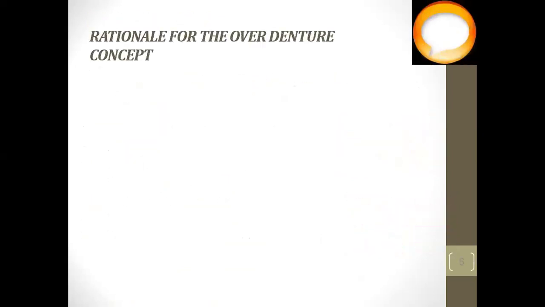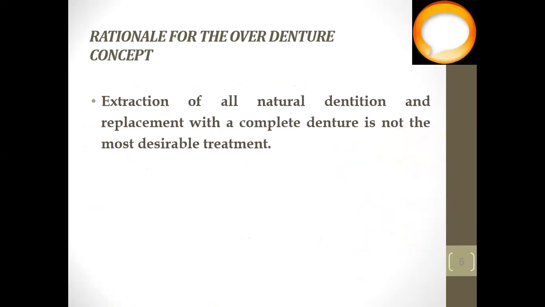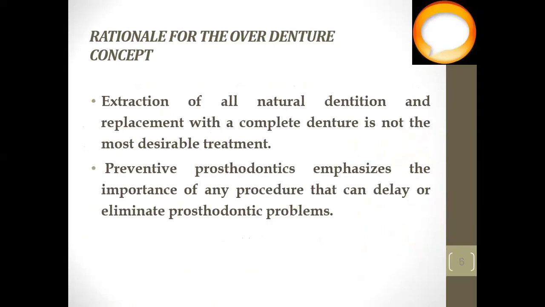So before we go into the details of indications and contraindications and the advantages and disadvantages, let us first understand why we need this overdenture. What is the rationale for using this concept? For this, I think most of the undergrad students in dentistry are aware of a concept called preventive orthodontics, right? So in preventive ortho, what the doctor plans is, before a malocclusion sets in, the doctor would want to prevent it by certain measures, right?